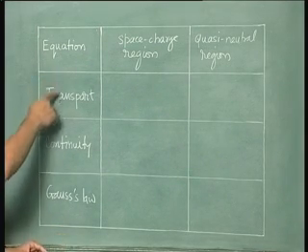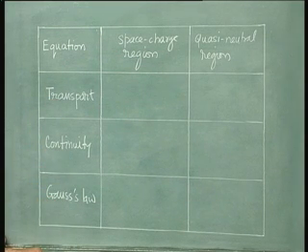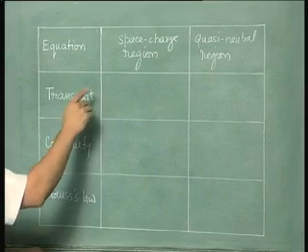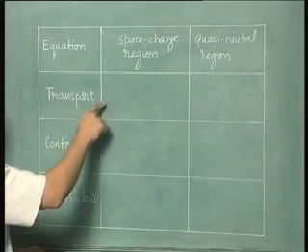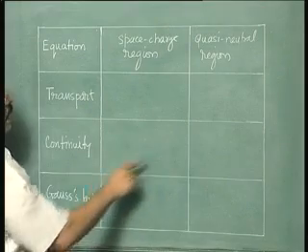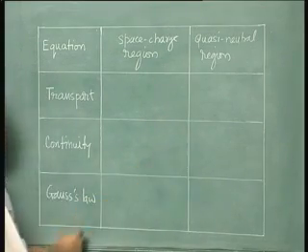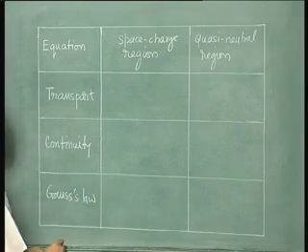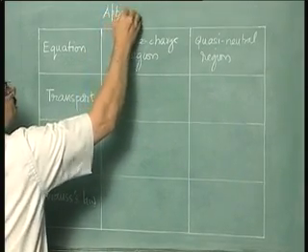wherein we list the various equations, transport equation, continuity equation and Gauss's law, and we list the approximations for these equations in the space charge region and in the quasi neutral region. These approximations are likely to be different because of the differing physical conditions in these regions. So this is the approximations table.